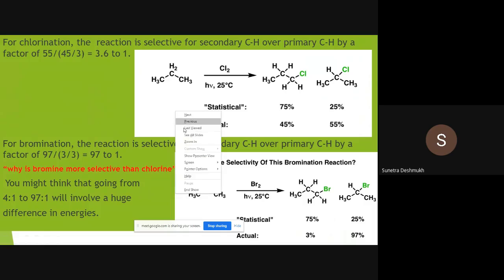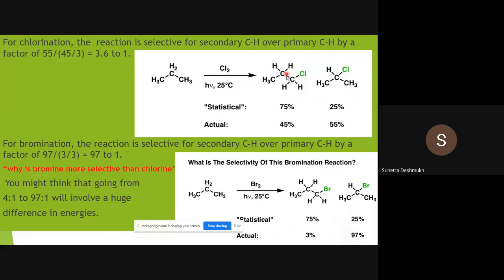So here in the first slide you can see, for chlorination the reaction is selective for secondary CH over primary CH by a factor of 55, that means the ratio is 3.6 to 1. Here you can see the case of propane on chlorination with Cl2 photocatalytically at 25 degrees centigrade, that means at room temperature. The terminal methyl group undergoes chlorination after chain initiation, chain propagation, and chain termination. So finally, what product did we get?